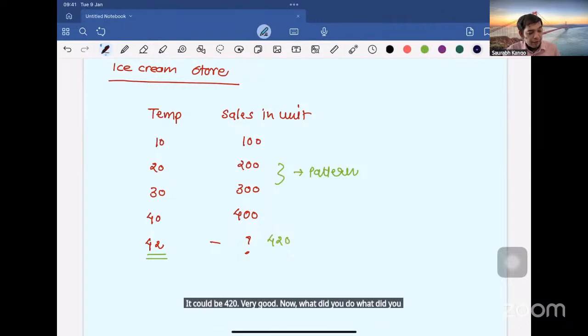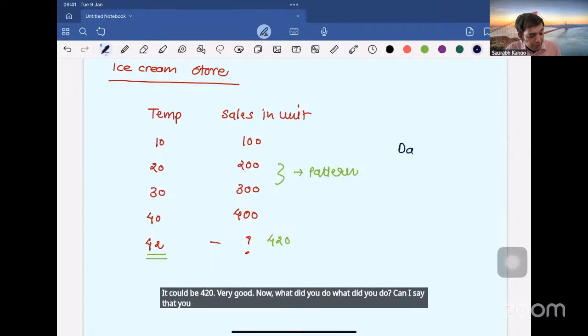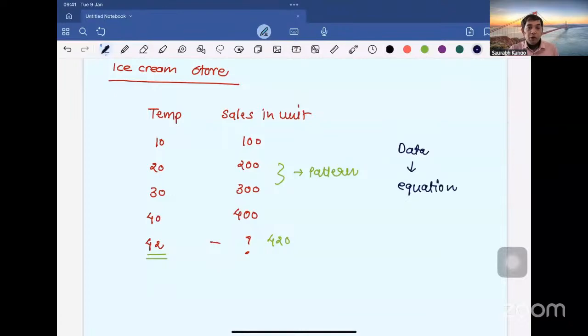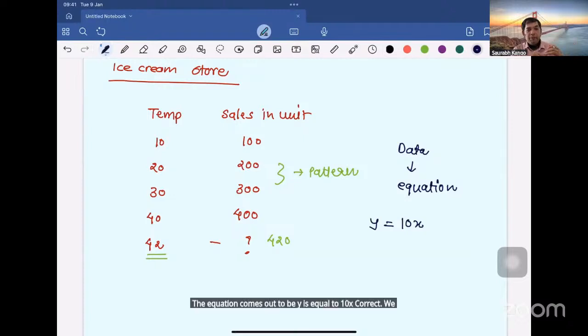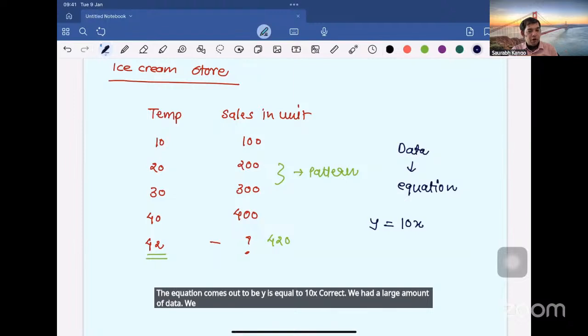Can I say that you converted the data into an equation? Isn't it? What is the equation? If you plot this particular data into an equation, the equation comes out to be y is equal to 10x. Correct? We had a large amount of data. We put that data into the form of an equation, and we get this equation, y is equal to 10x.